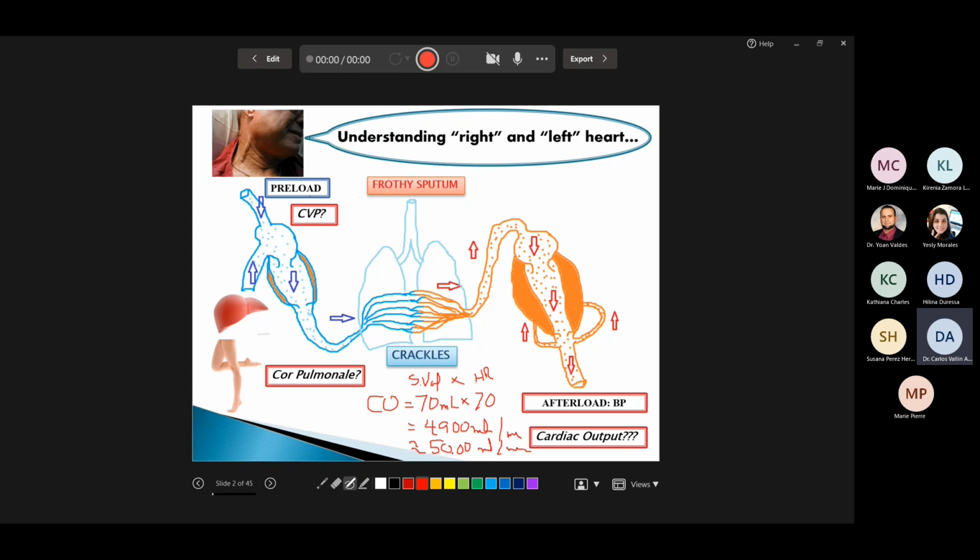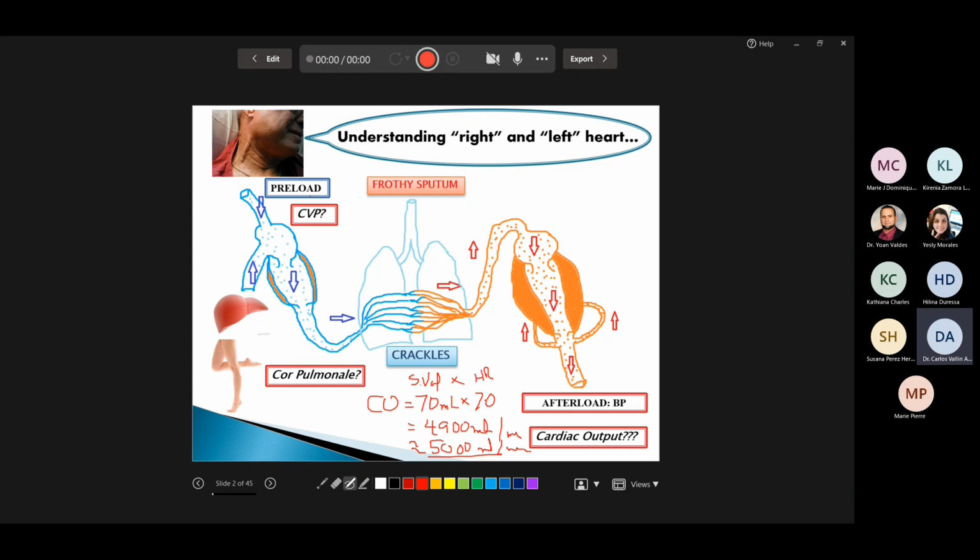So each minute, if you are at rest and you have a normal heart, you pump around 5,000 milliliters of blood each minute, which is 5 liters, okay? So this is the cardiac output of a normal person on average, or at rest.